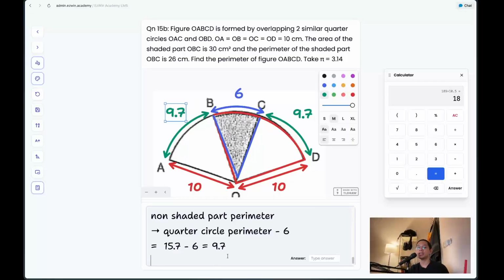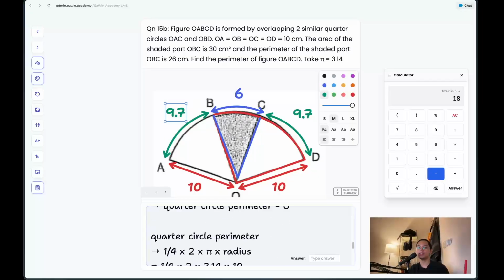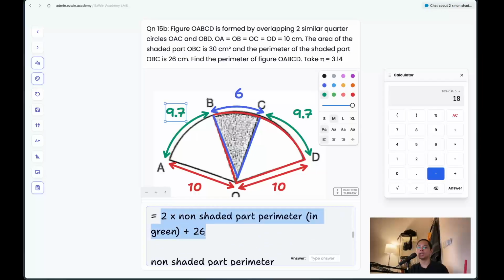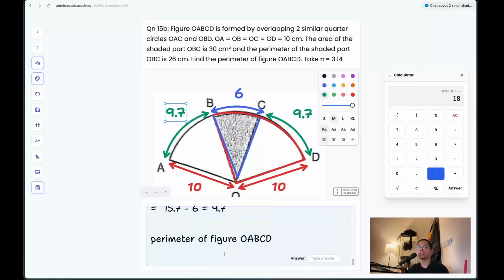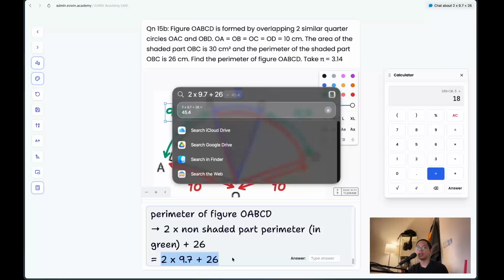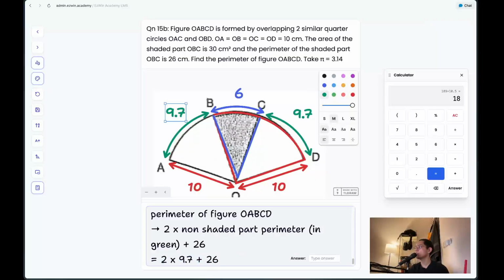That means we can just add together, which in this case is the parameter of figure OABCD, basically 2 times the non-shaded part in green plus 26. So 2 times 9.7 plus 26, and this will give us 45.4 centimeters. So there you go. So that's the answer, 45.4 centimeters.